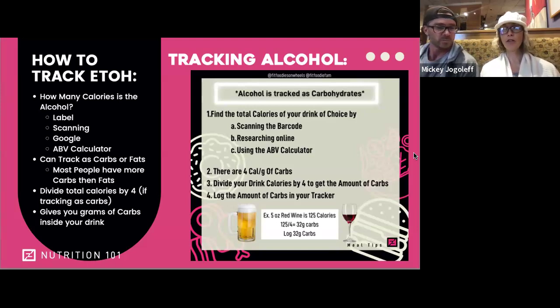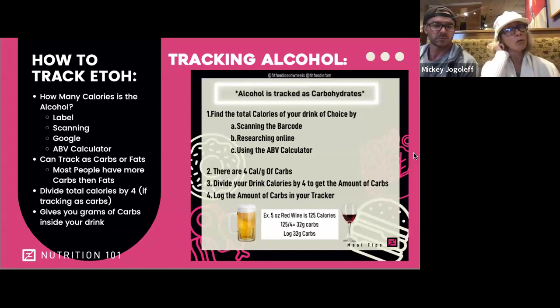So when it comes to actually tracking the alcohol, we typically track it as carbs. And the reason why we track it as carbs is because most people tend to have more carbs than fats. You can track it as fats or do a mixture of the two, but the easiest way is to account for it as carbs. And so what you do is you take your total calories of the alcohol. If you're accounting for it as carbs, you divide it by 4, and then that gives you the total amount of carbs that you are consuming.